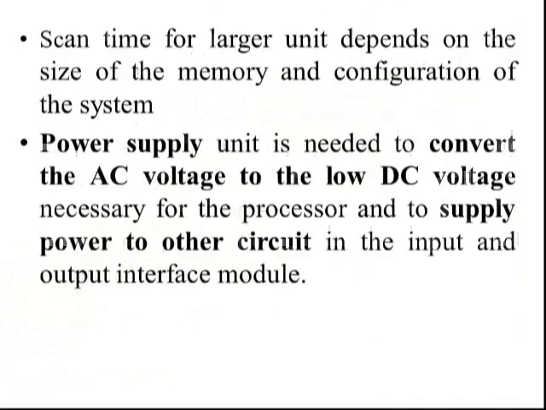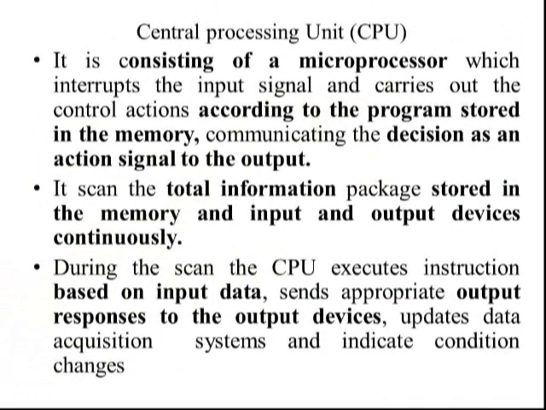So we want to see them one by one. What is the CPU? It consists of a microprocessor. It's the heart. The microprocessor interprets the signals and carries out control actions according to the program stored in the memory. For example, you want to switch on the light when entering the room. We have a program with respect to the signal from sensors, so it can switch on when you enter the room. Likewise, whatever the program, it can be implemented in the PLC with the microprocessor.